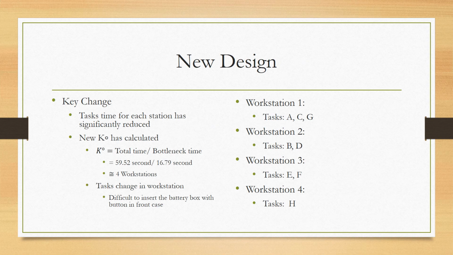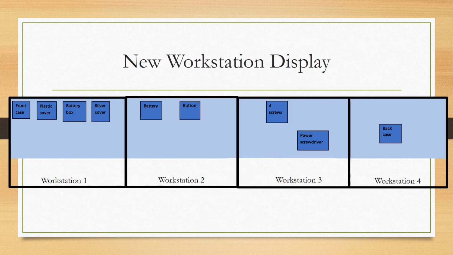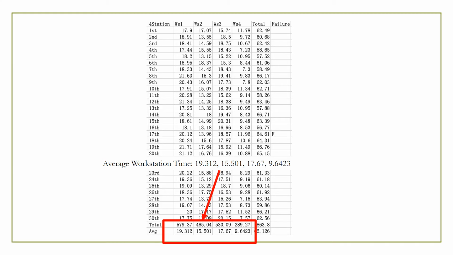So let's conclude our new design. We made a few changes, and the task time has significantly reduced. So we had to calculate a new K-naught, which turns out to be 4 workstations. Therefore, we changed our 5 workstations into 4 workstations. And this is our new precedence diagram. Since we changed 5 workstations to 4, the activities also had to be reduced. And this is our new workstation display.